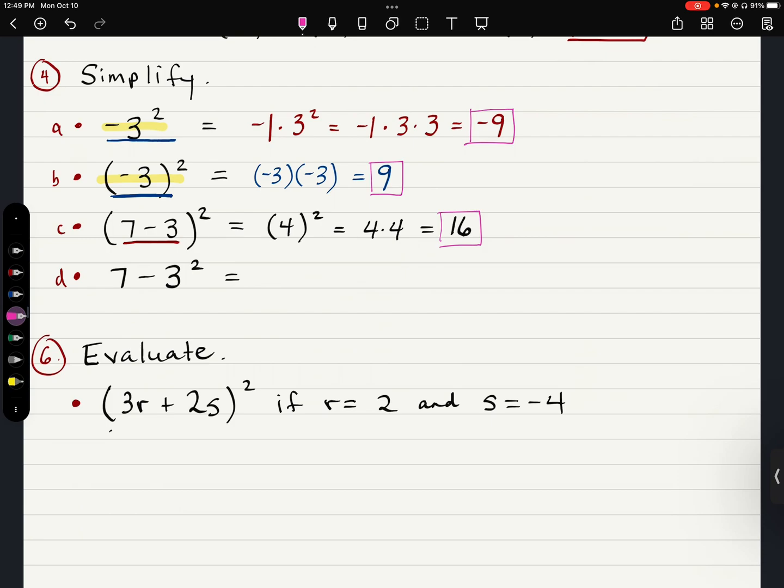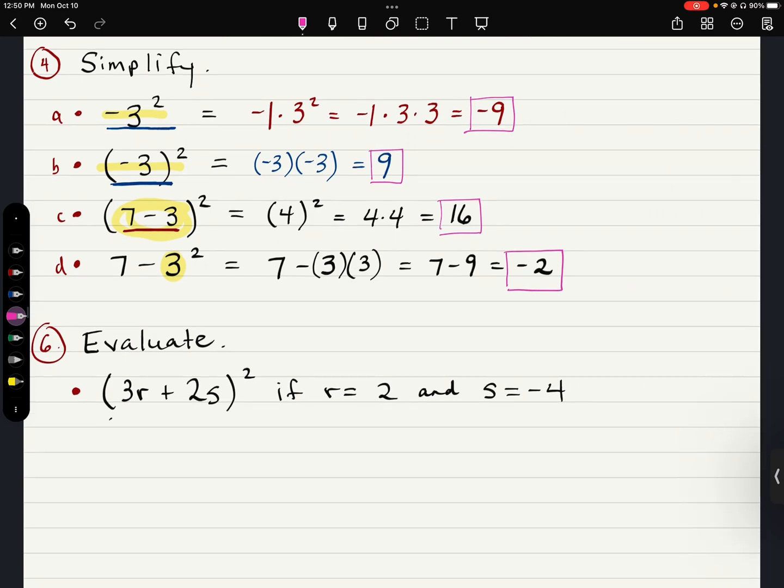And the last one in this section looks very similar to the previous one. However, when our base was all of this in the last one, our base on this one is just the 3, right? So what we have is 7 minus, and our 3 squared is like saying 3 times 3. And so we end up with 7 minus 9, which gives us a negative 2. All right, so we've got to be careful with those. Got to follow the order of operations in order to make sure you're getting those correct.